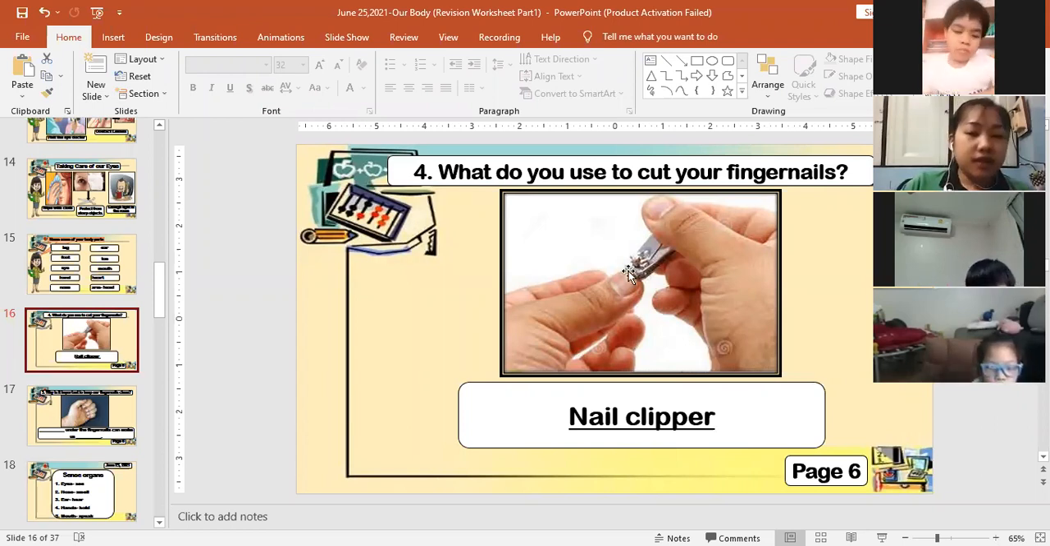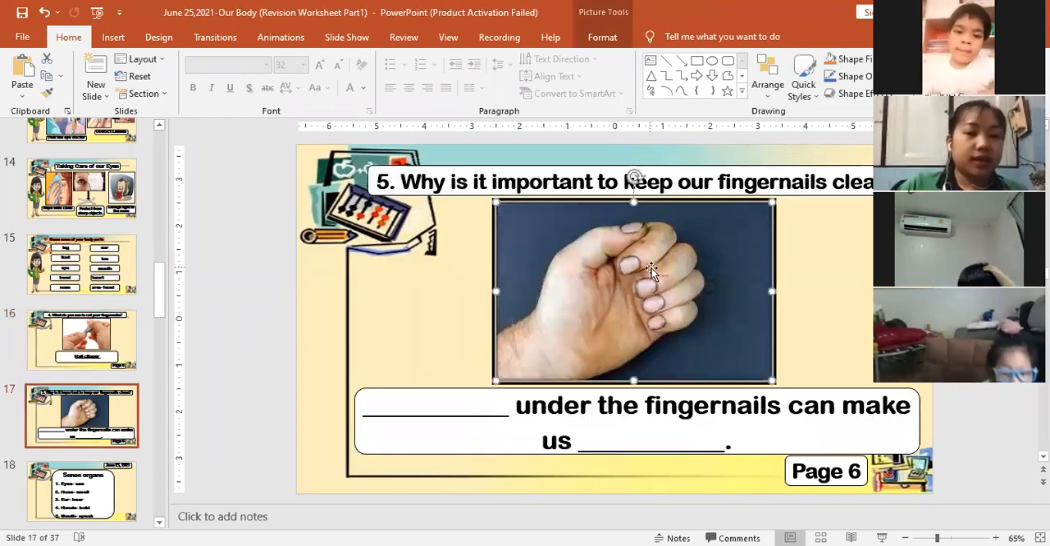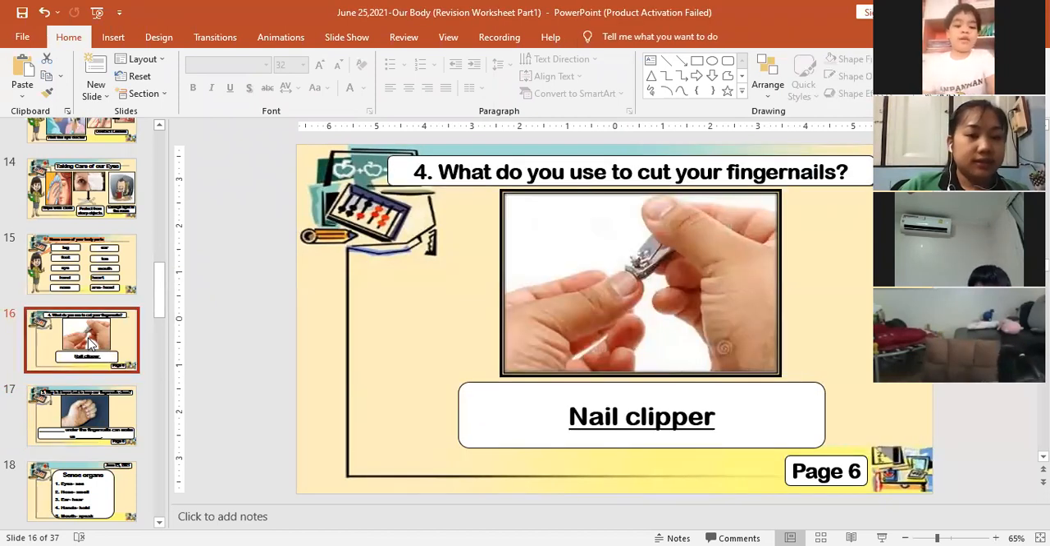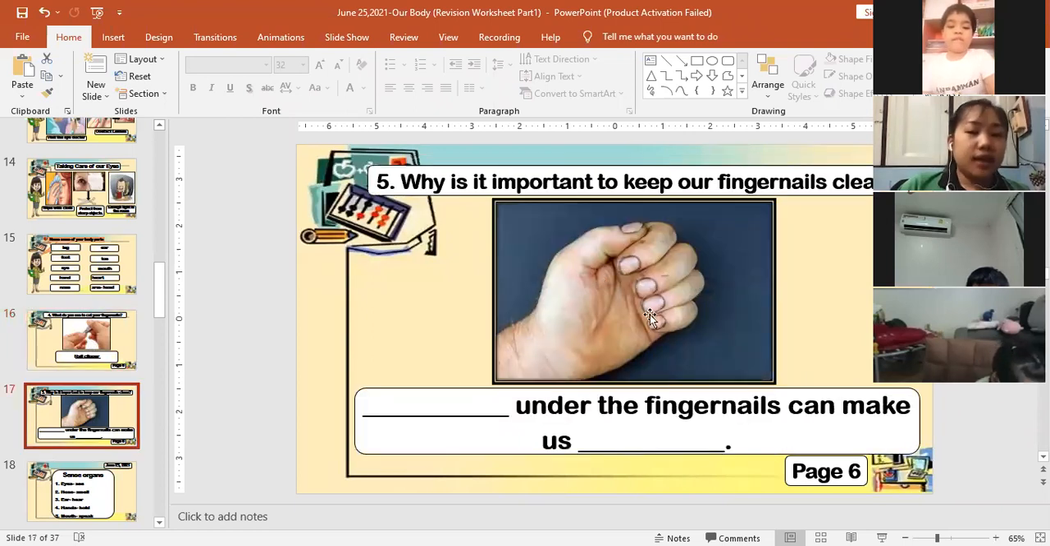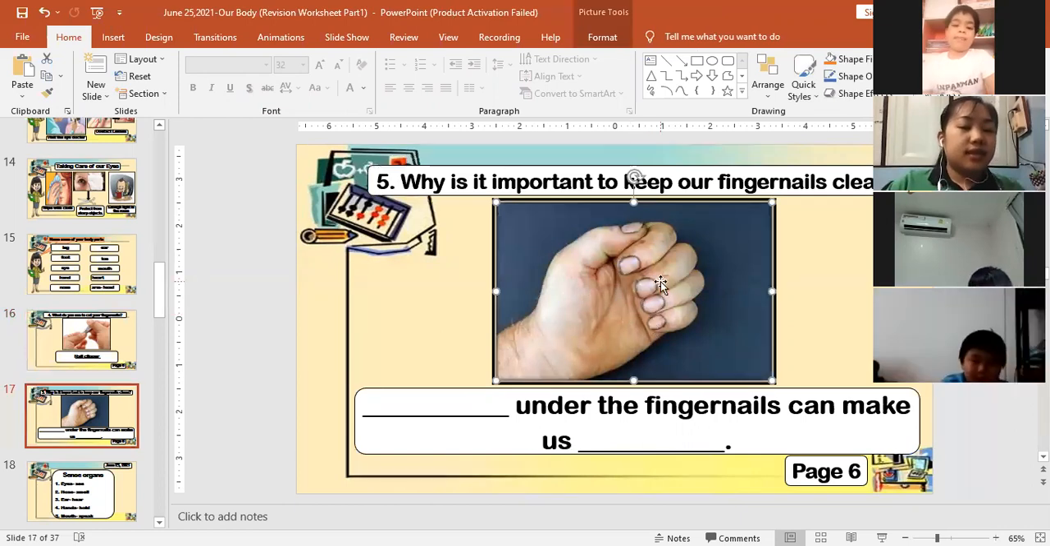Look at these fingernails. What can you see with the fingernails? What can you say about the fingernails? Is it clean? No. Or what can you say? Tim, what can you say about the fingernails?